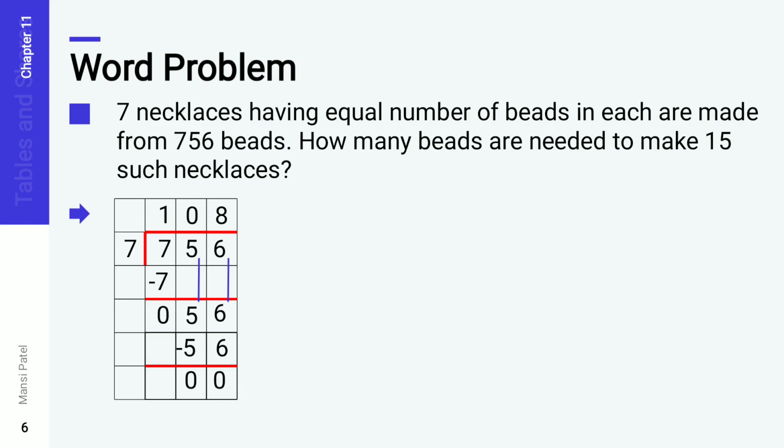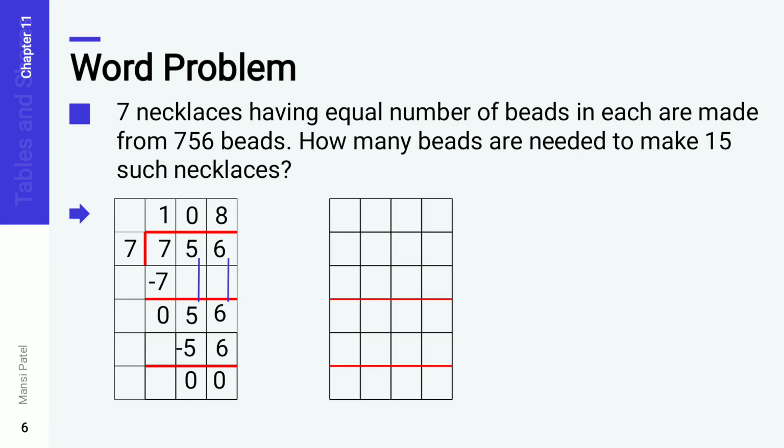Therefore we can say that in one necklace, how many beads are there? 108 beads are there. Now they are asking how many beads are needed to make 15 such necklaces. Now they want to make 15 necklaces. So how many total beads are needed? That you have to find out. So what do you want to do? Do the multiplication here.